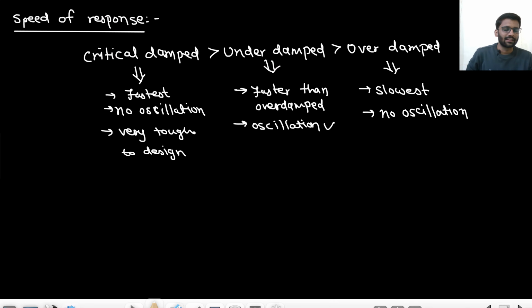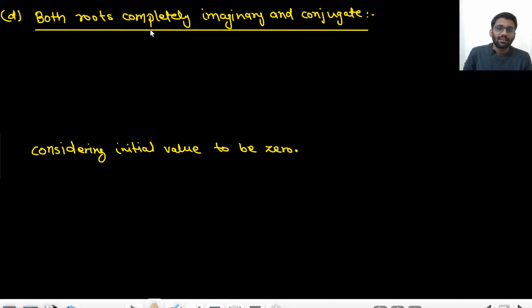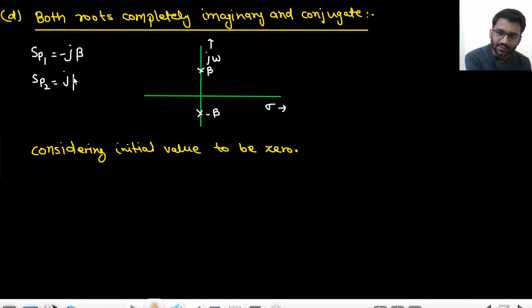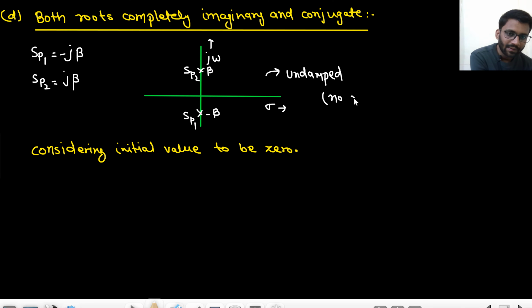So now we will take the example of RLC circuits, but before that we will understand one more condition, that is when both roots are completely imaginary and they are conjugate as well, because if they are imaginary they have to be conjugate. Okay, this is sigma, this is j omega. So the roots are at beta and minus beta. So my sp1 is minus j beta and my sp2 is j beta. This is my sp2 and this is my sp1. So this we call undamped. There is no damping at all. That means there are infinite oscillations.